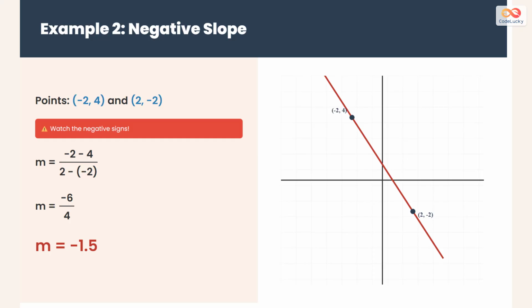Let's look at a trickier example with negative numbers. We have the points negative 2, 4 and 2, negative 2. Being careful with our signs, we have negative 2 minus 4 on top and 2 minus negative 2 on the bottom. This simplifies to negative 6 over 4, which equals negative 1.5.